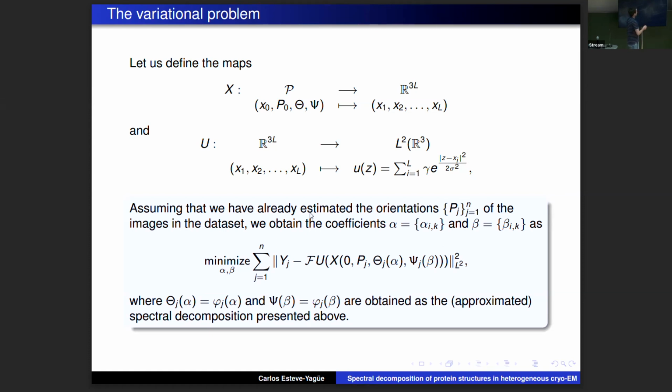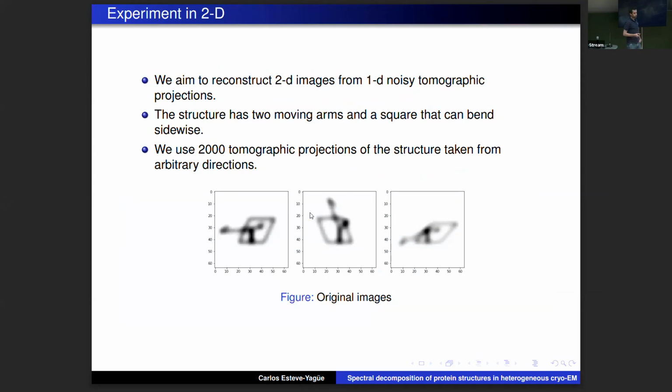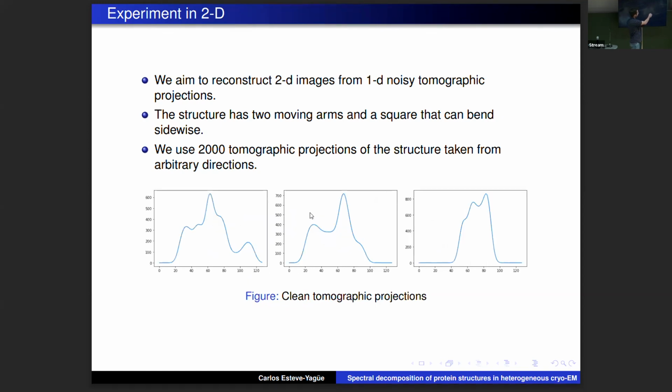So we have used this approach in a toy model in 2D. So this is not a protein. This is a two-dimensional structure with two hands and a box which can move. The hands can also move up and down. And so we have a synthetic data set with a lot of these kinds of structures, and we want to determine the structure in each of the images. So what we have is the tomographic projections.